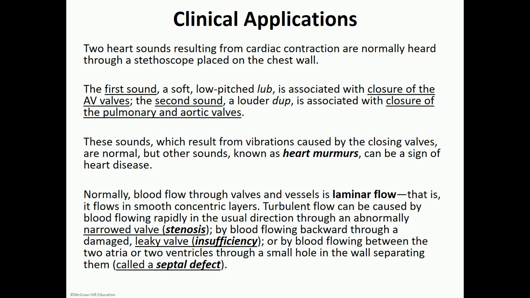For example, heart murmurs. Heart murmurs happen when there is an abnormal movement of blood, where there's turbulence in the bloodstream, and we can hear that in the form of these different heart murmurs. Usually it happens due to abnormal heart valves. Sometimes valves are just too narrow, and we call that stenosis. Other times the valves are leaking, and we call that insufficiency. A third reason why we might hear a murmur is if there's a hole between the two atria or a hole between the two ventricles, and that is known as a septal defect.